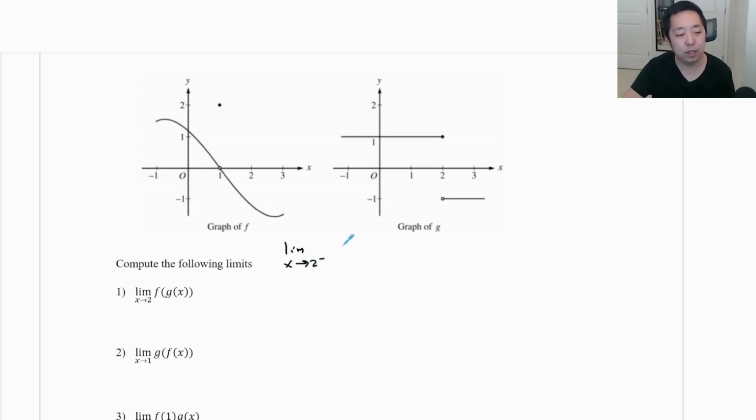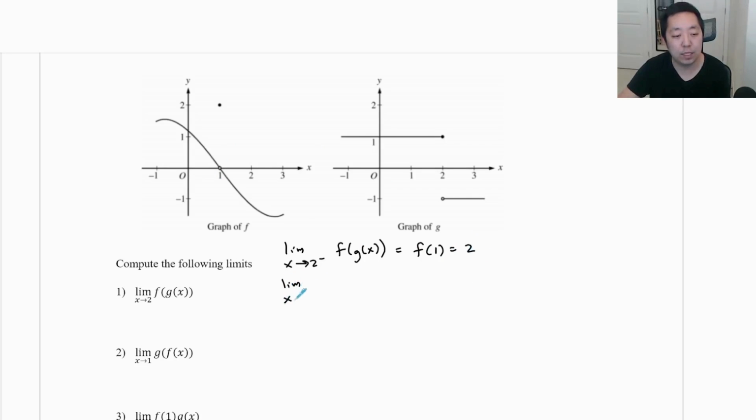So if I go to 2 from the left of f of g of x, this becomes f of what? Well, if I'm approaching 2 from the left, g of x is going to approach 1. So it's going to be f of 1. So then you're going to say the limit as x approaches what? So it's definitely just equal to 1 the whole time. It's actually not even approaching anything, right? Because it's not even getting closer. It is 1. It's a constant. It is 1. So it's just exactly equal to f of 1. And f of 1 in this instance is 2.